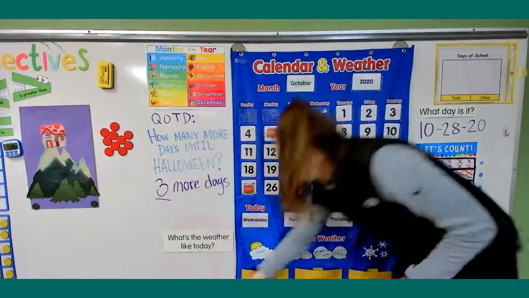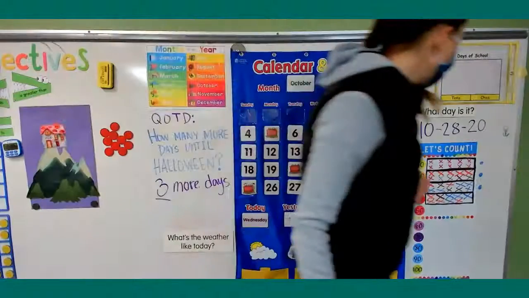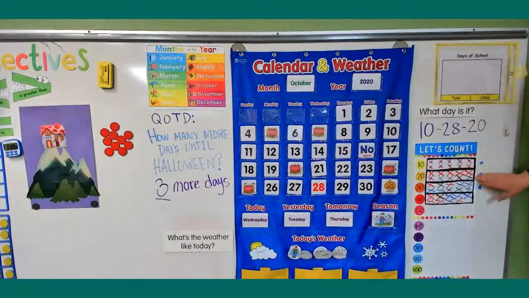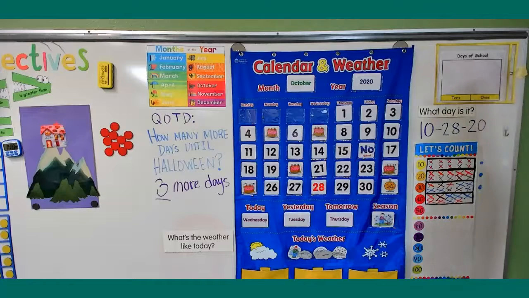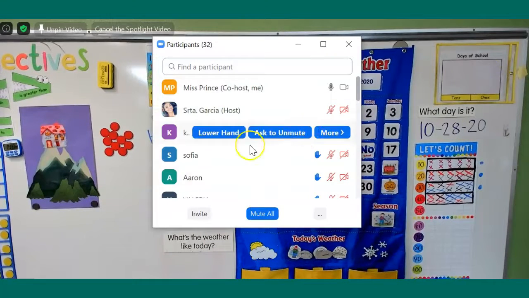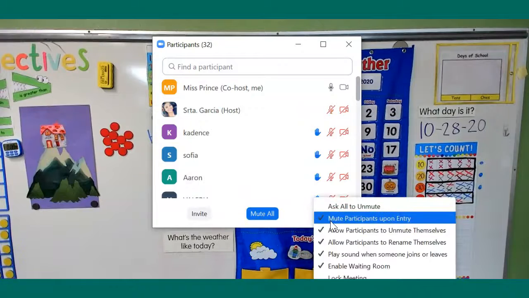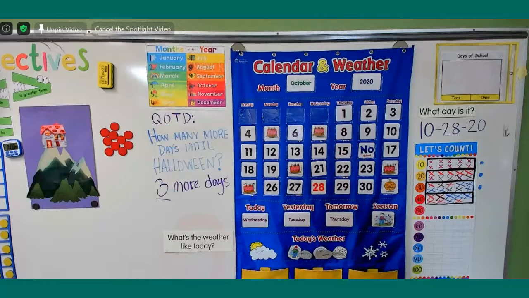Okay. Now we're going to see how many days we've been in school. Take a look right here at our 10 frames. This is for yesterday, so you need to add 1 more. Then if you're ready, you're going to tell me how many days we've been in school. I'm going to put all hands down. Make sure you're muted, please. Then I will allow people to start raising their hands. Okay, go ahead and count, and then raise your hand.